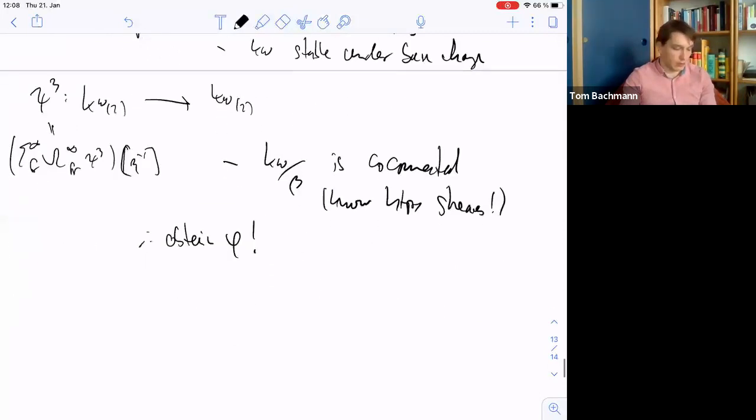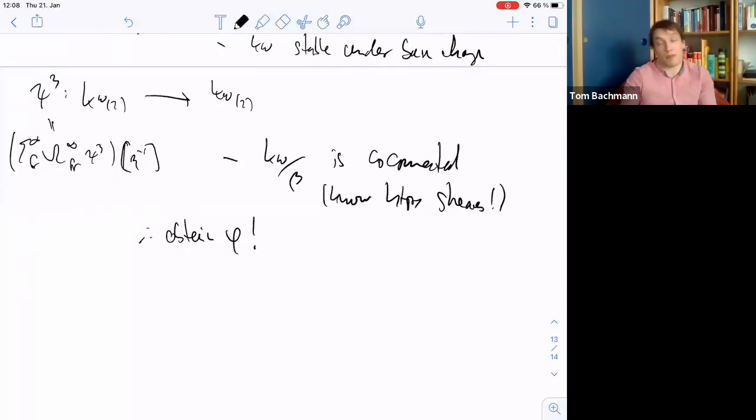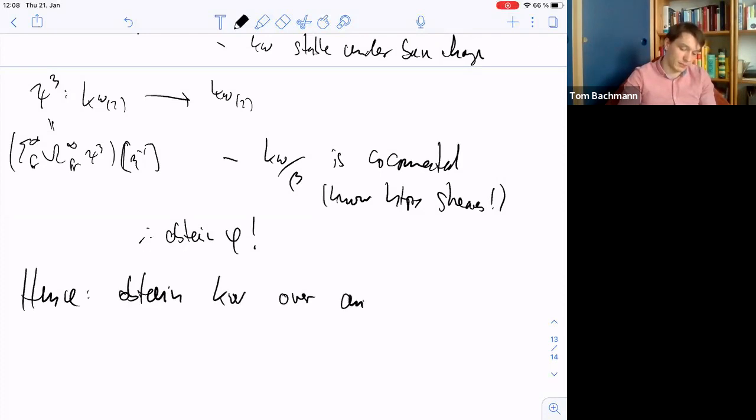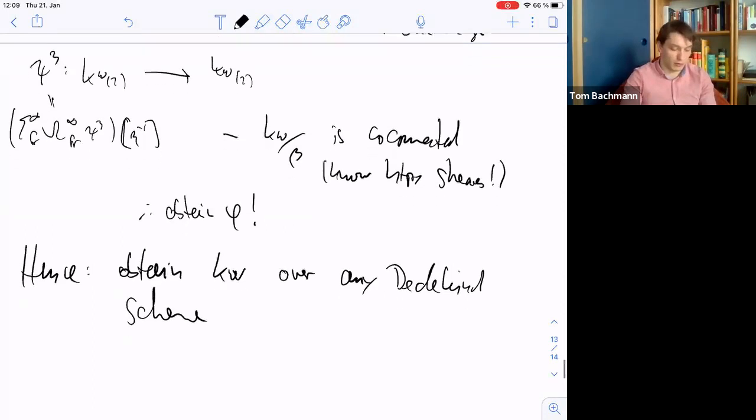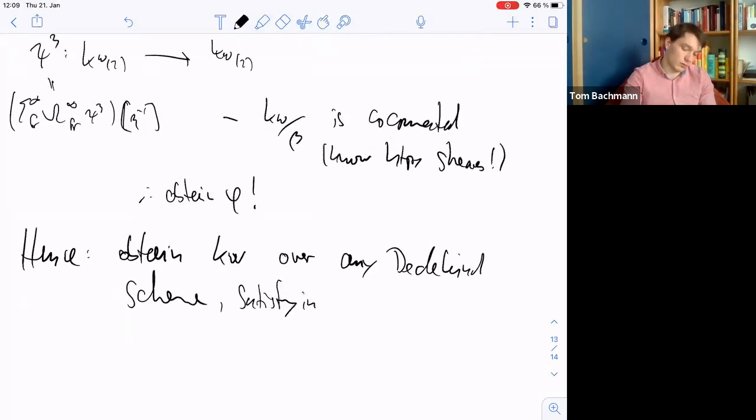All right. So what this tells me is that we have in fact fulfilled the entire wish list. We obtain little kw over any Dedekind scheme, satisfying our wishes. And then if you want, you can extend this to arbitrary base schemes just by base changing from Z. Then it will satisfy most of your wishes except for the things which were listed in bonus points. So you don't know the homotopy groups anymore.